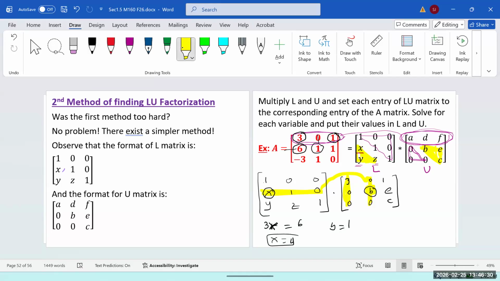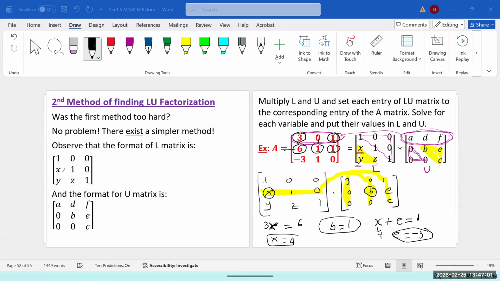Now let's go to the second row, third column. So second row, third column, we have 1 times x, which is x, plus e times 1, which is e. And second row, third column is this one. We already know our x is 4. So that means e is 1 minus 4, which is negative 3. Did I make a mistake?